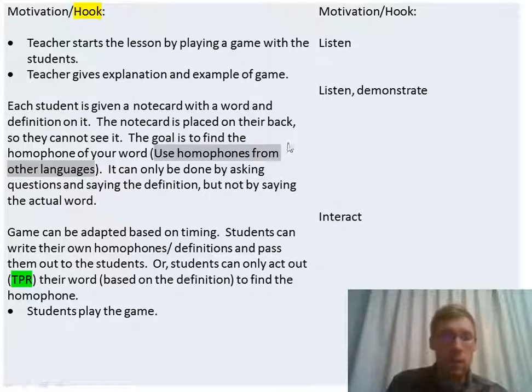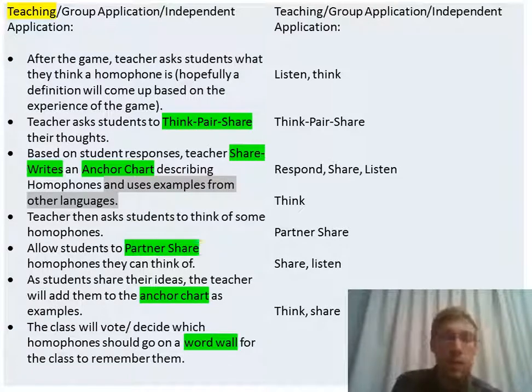If I can click to the next one, there we go. So the motivation and hook, you can read what it does, but there is a game that is played, and then a group conversation and discussion. I think it'd be really cool to have a game where students have a card with a homophone on the back, and they have to find their partner homophone based on definitions, not just by saying the word. Then you can use other languages as well, maybe languages used in the classroom, to really incorporate these languages, which is really important.